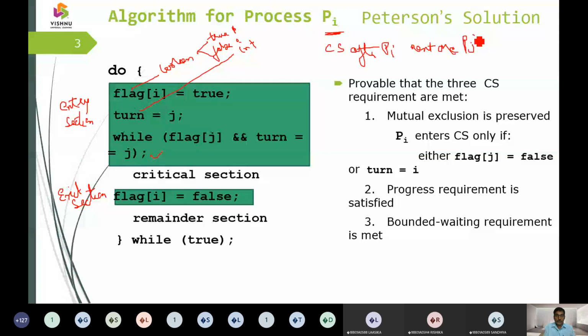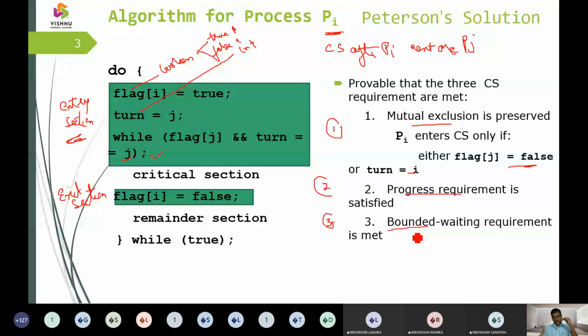So how is it possible? It is possible by putting the elements in the entry section. So mutual exclusion is going to be preserved, and it is preserved because when Pi is going to enter, it sets flag of Pi as true and turn is equal to j. So after I, who is going to be the turn? It will be J. Now again we are going to say what this Peterson algorithm does. One, it satisfies mutual exclusion. Two, it satisfies the progress requirement. Three, it satisfies the bounded waiting requirement.